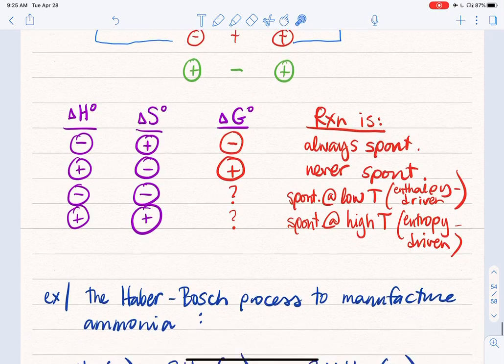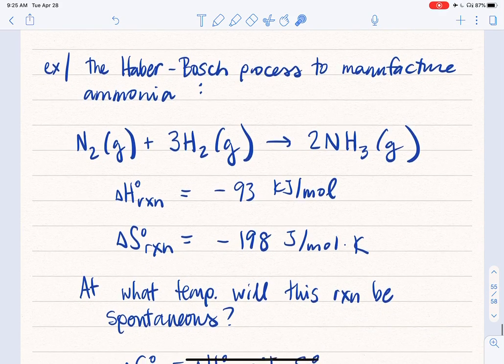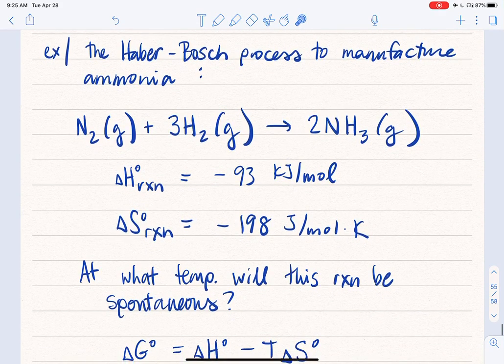So I want to give you an example of using these ideas. Let's take the Haber-Bosch process. This is a process that's used to manufacture ammonia. And ammonia is a really key ingredient in fertilizer, so this industrial process is really responsible for feeding much of the globe. In this chemical reaction, we take diatomic nitrogen and react it with 3 moles of diatomic hydrogen to make 2 moles of ammonia, and everything is in the gas phase.